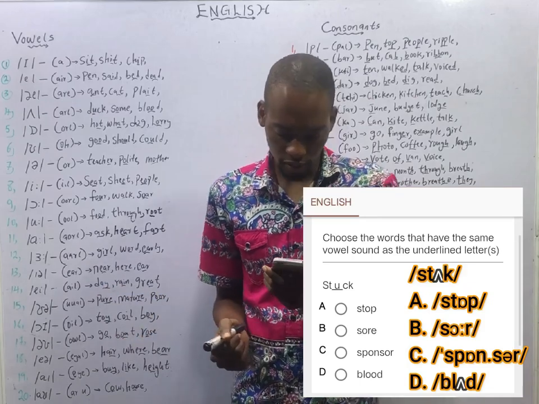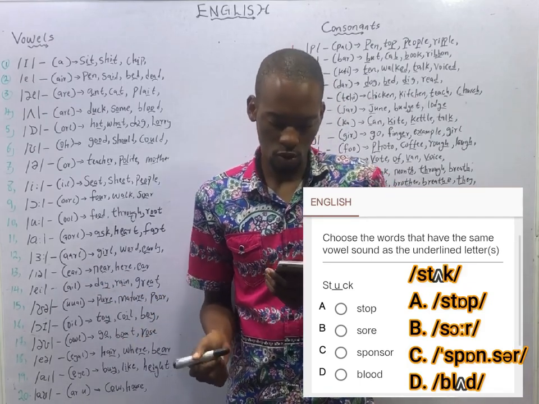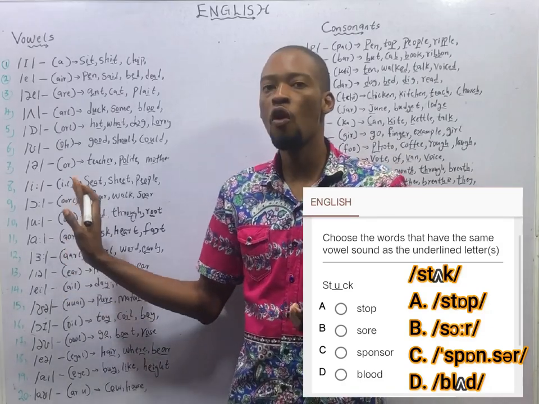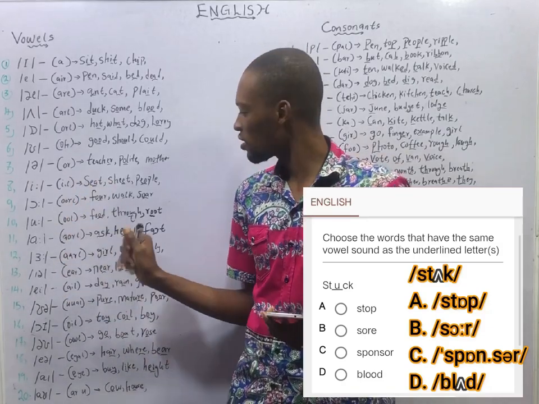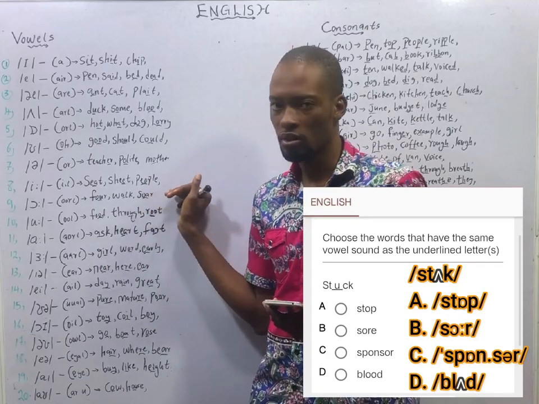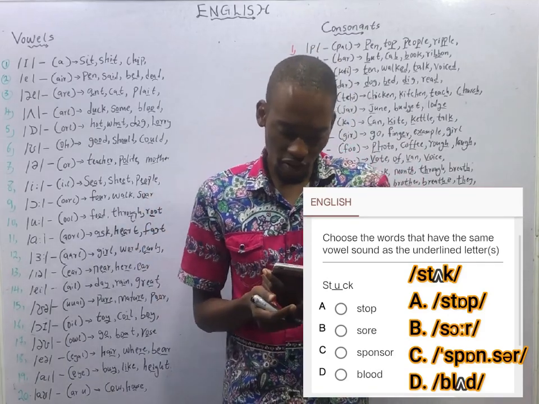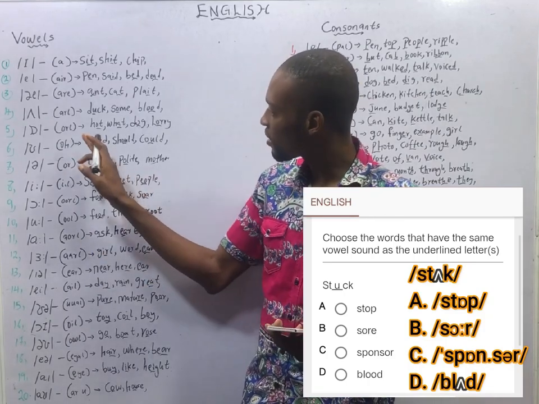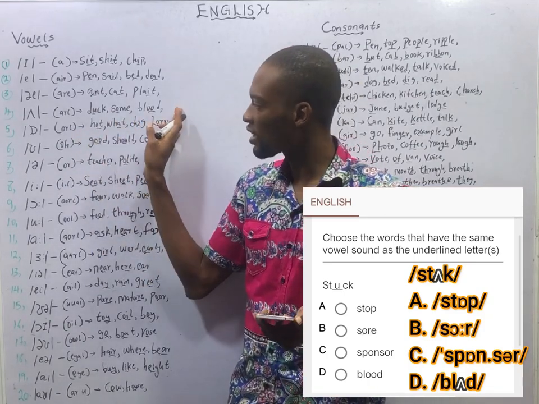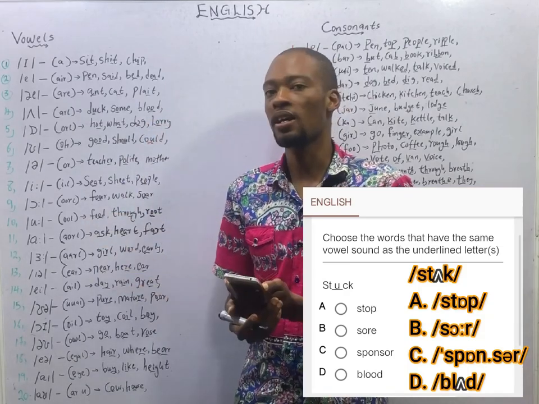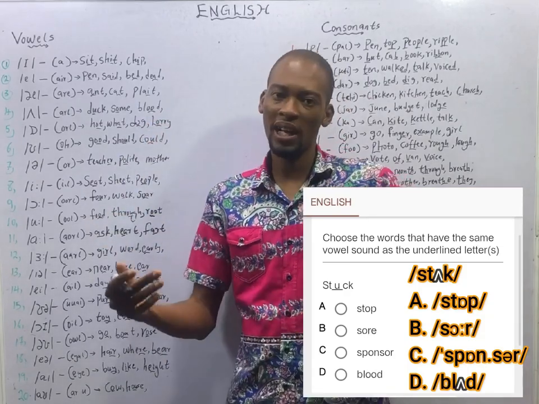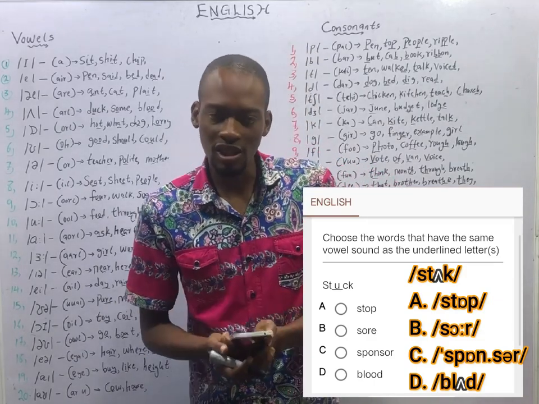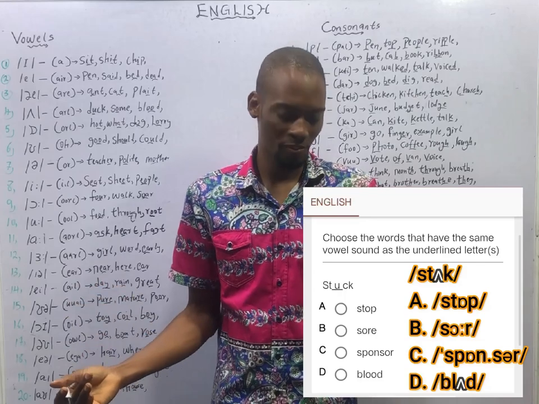Then we have saw. Saw has the O sound, as in fall, walk, saw. This is not soa, this is saw. Then next we have blood. Blood has the R sound, like we've said countless times, which means stuck has the R sound and blood also possesses the R sound. That makes option D the correct option.